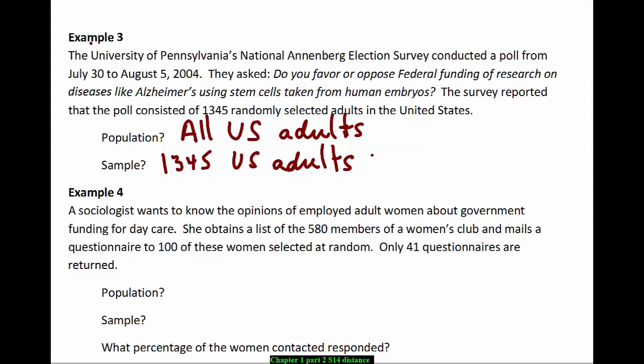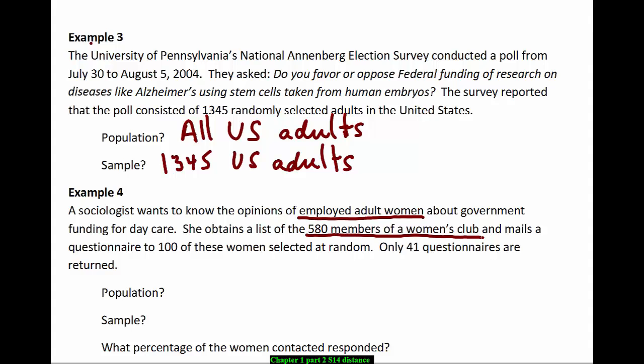So here's where we really want to think about that strict definition of a population. You may be thinking of two separate answers that could be correct for the population here. It says a sociologist wants to know the opinions of employed adult women about government funding for daycare. But she obtains a list of the 580 members of a women's club and chooses her sample from the members of the women's club. So which one of these is the population?